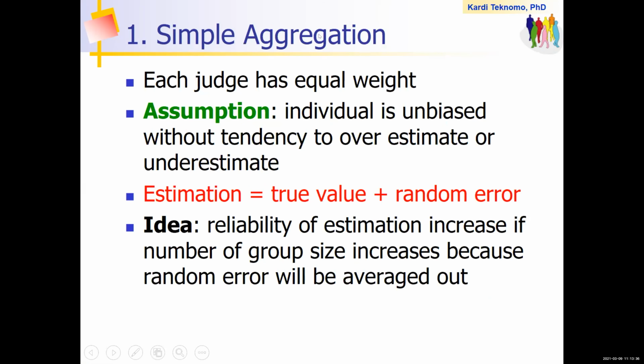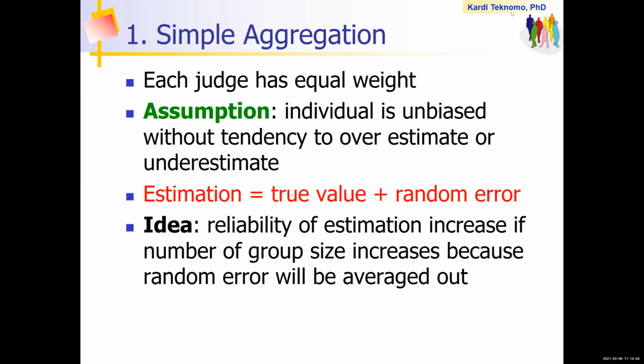Now, with that in mind, how do you make a group decision, right? One way to make a group decision is that every one of you will have equal weight. You in the group are the judges, okay? Then each judge will have equal weight.